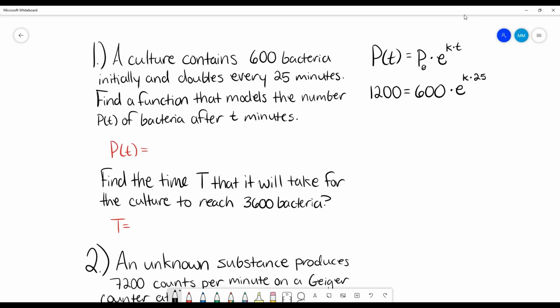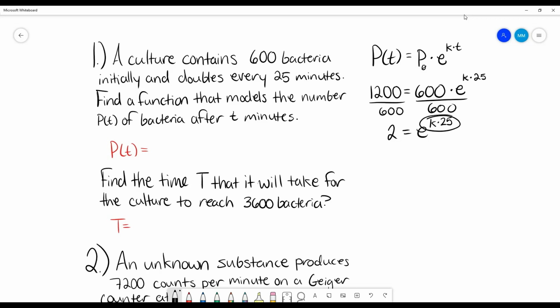Here I'm going to undo that 600, because we want to isolate k. It's just some algebra. 1200 divided by 600 is 2. Honestly, we could have just known that because this is the doubling time. No matter what numbers I was using, if I'm looking for when it's doubled, it's always going to end up as 2 equals e to the power of kt. But that's not something we need to worry about right now. In this case, we know t is 25.